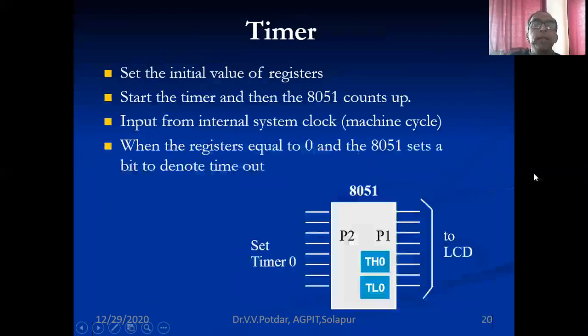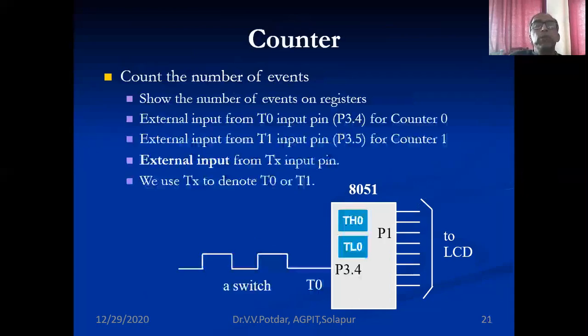The timer sets the initial value of registers. What are the functions of the timer? Set the initial value of registers, start the timer, and then the 8051 counts up. Input from the internal system clock, this machine cycle, when the registers equal 0 and the 8051 sets a bit to denote timeout.